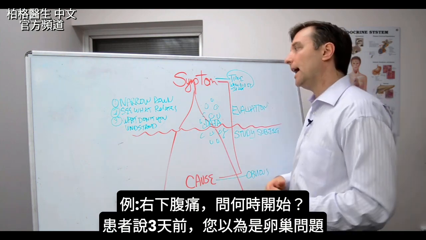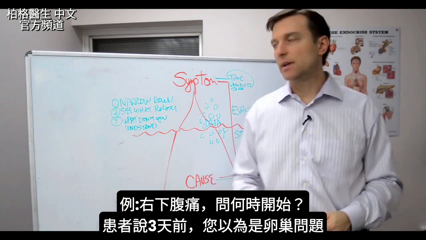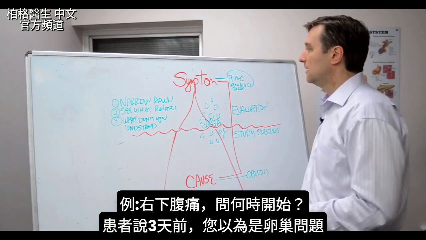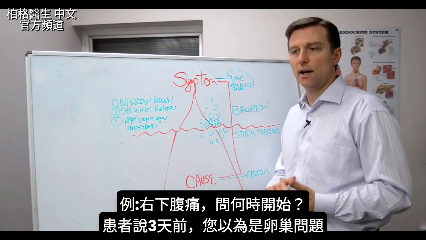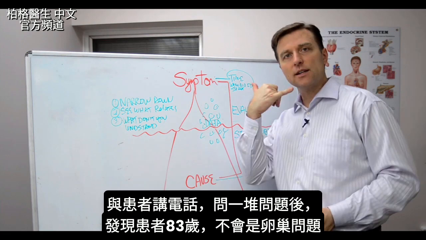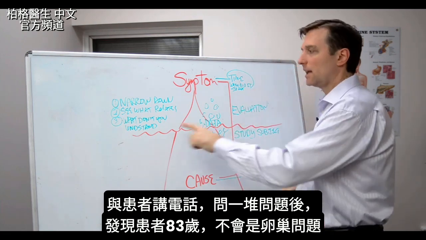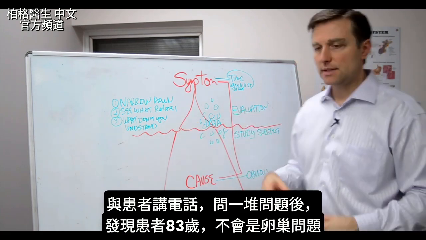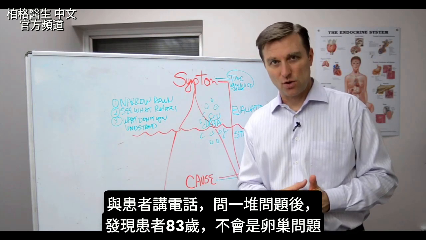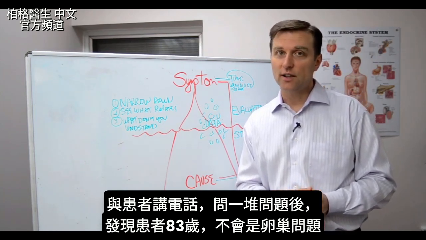Because let's say they have pain in the right lower abdomen area, and you ask when did it start? Three days ago. And you're thinking, well, it's probably the ovary, and you're talking on the phone, but then when you ask a lot of questions about the data, you find out this lady is 83 years old. So what does that tell you? It tells you that it's not going to be the ovary.